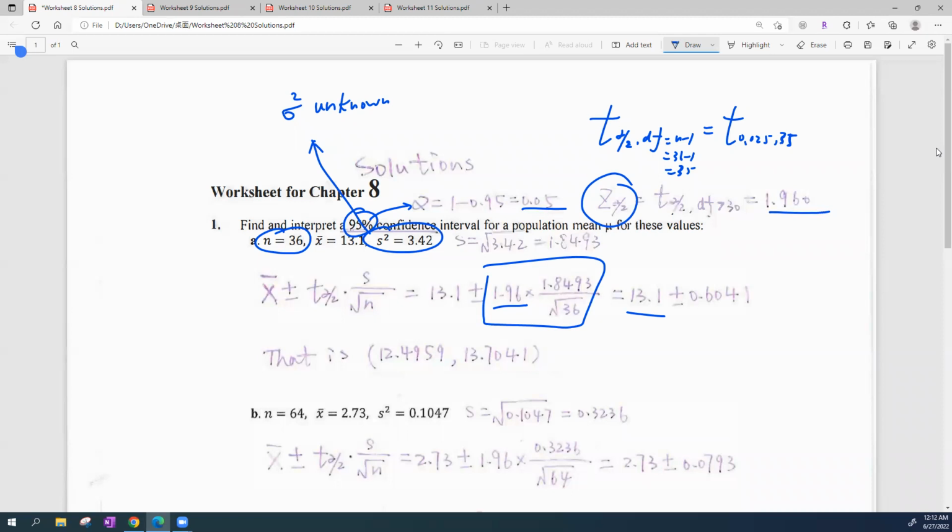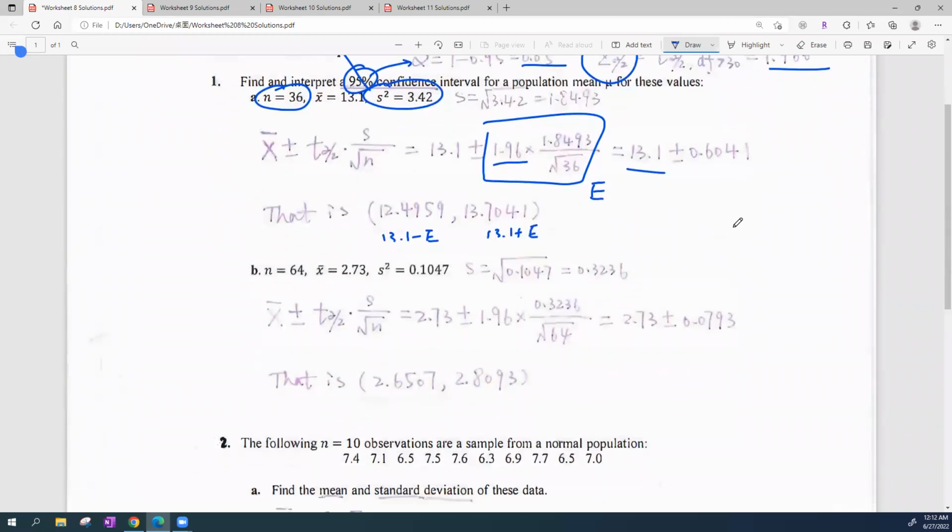That is 13.1 minus the margin of error, E, which is 0.6041, and 13.1 plus E. So from 13.1 minus E to 13.1 plus E, the lower and upper bounds, that is our 95% confidence interval.